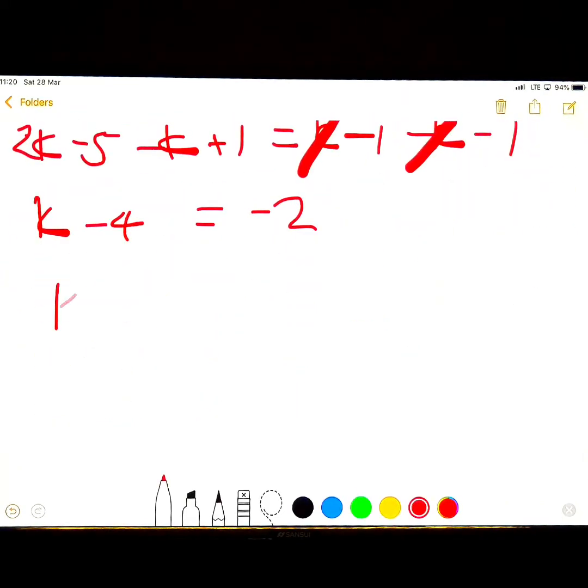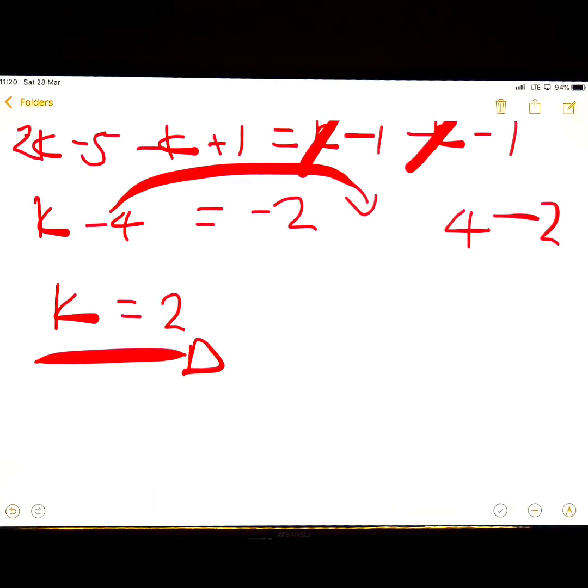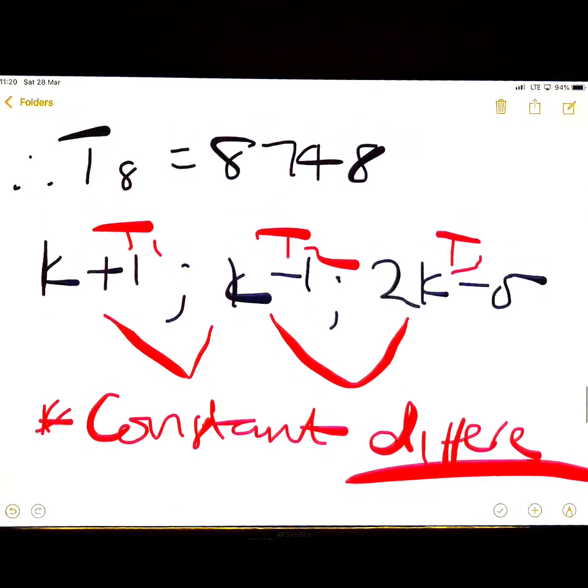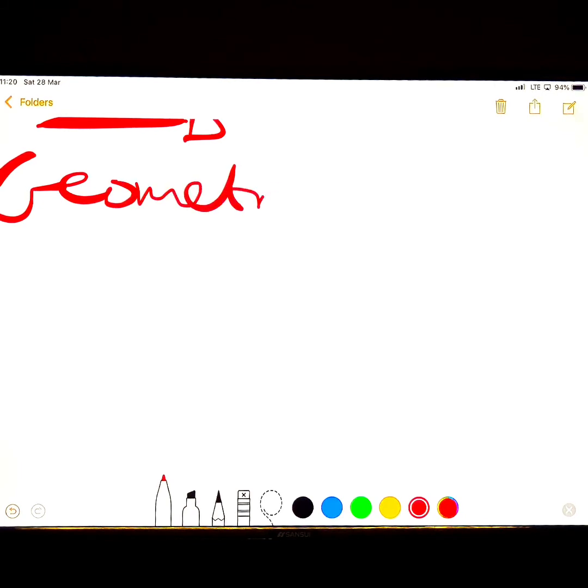And then your k is going to be 2 here, because when you transpose this, it is going to give you 4 minus 2, which is this one. So we were dealing with arithmetic, and then we're going to continue and take the exact pattern that we were given, and then do it in a geometric form. Now we're going to do it in a geometric form, okay? So now this is a geometric form, okay?